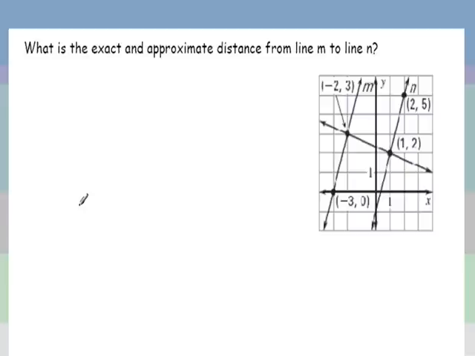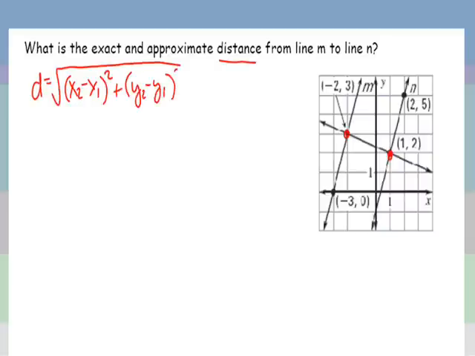And our question here asks, what is the exact and approximate distance from line M to line N? So they've kind of shown us what they want us to use. They want us to use this point right here and this point right here. And distance means that we are going to be doing the distance formula. Yay! So our distance formula, which you'll remember because you've got it memorized at this point, is the square root of the difference of the x's, so x2 minus x1 squared, plus the difference of the y's squared, so y2 minus y1 squared. And then we've got these words exact and approximate.